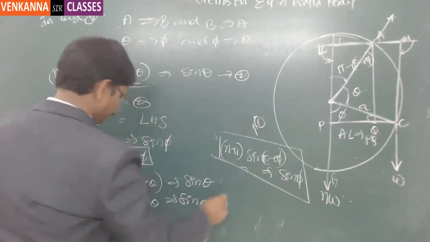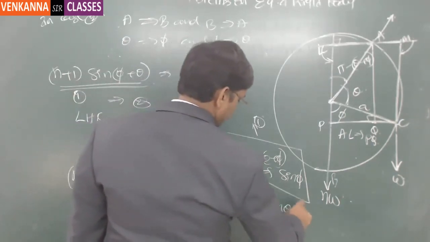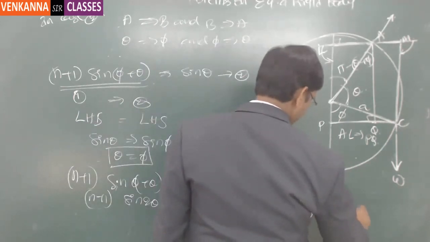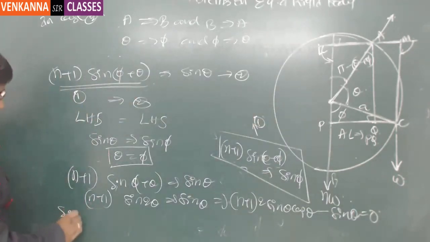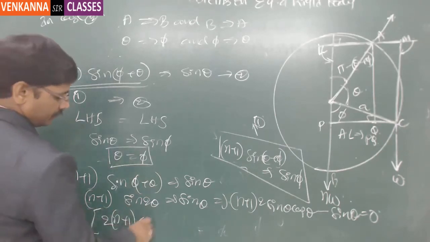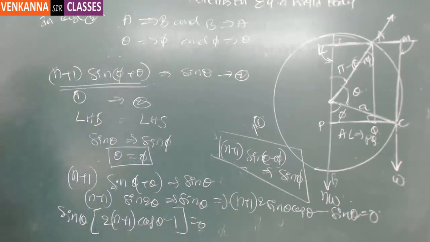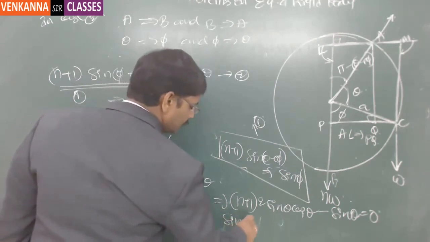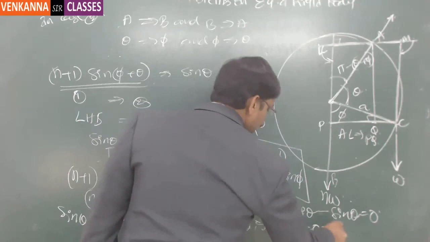It implies n plus 1 times of 2 sine theta cos theta minus sine theta equal to 0. So I tried solving this equation. Now this is sine theta getting multiplied by 2 times of n plus 1 times of cos theta minus 1 equal to 0. So the general solutions of this is when sine theta equal to 0, then theta has to be equal to 0. So theta equal to 0, which is an impossible solution.